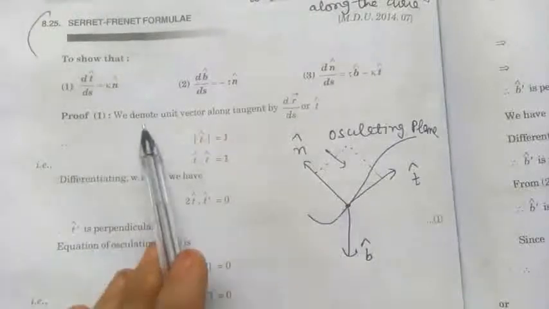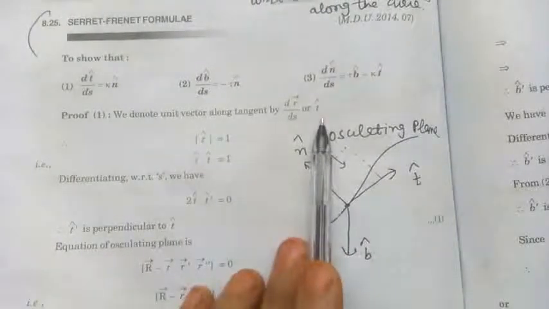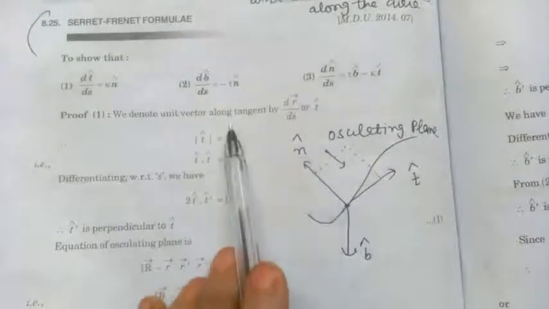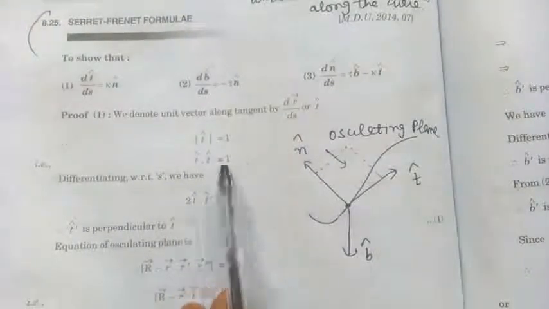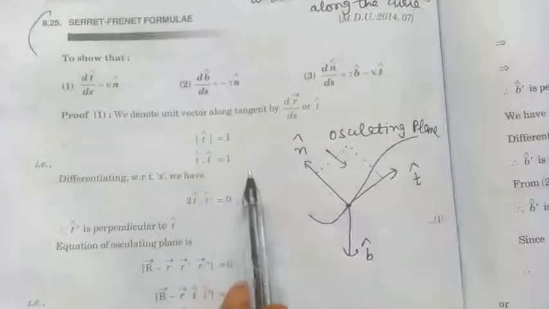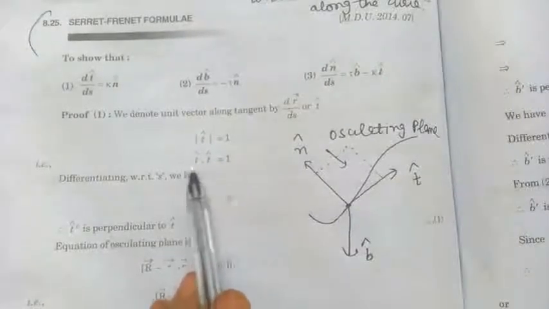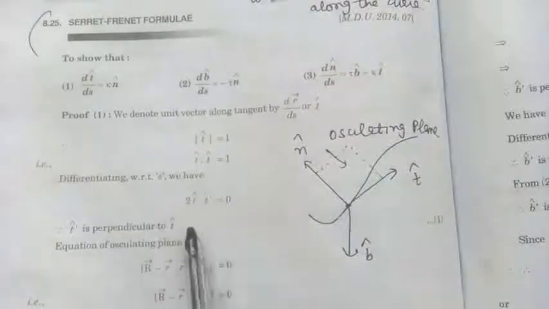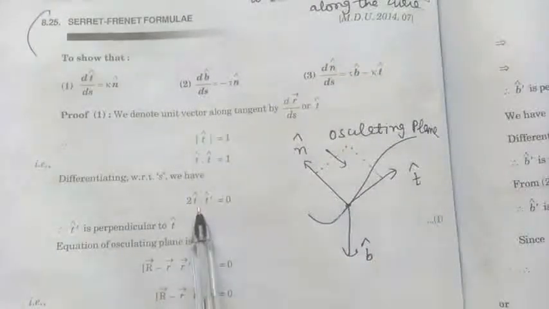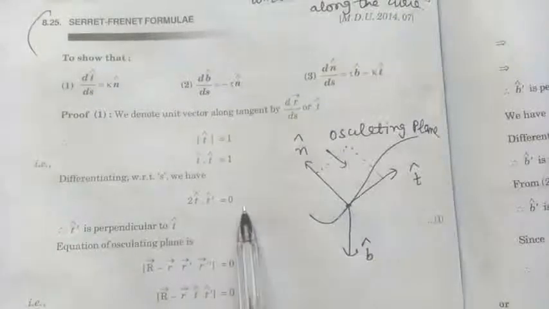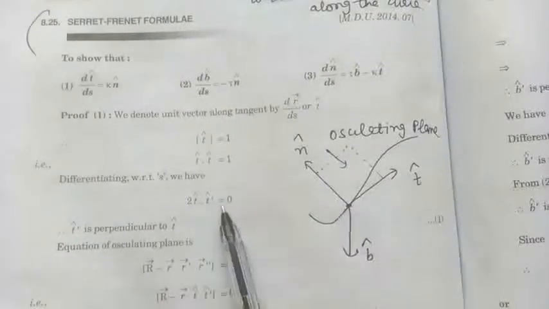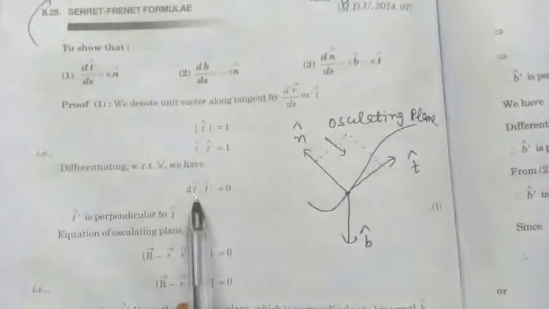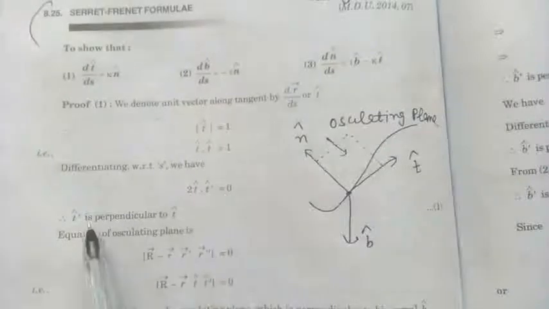Now by definition, because t cap is unit tangent vector, its magnitude will be 1. So now squaring both sides, we get t cap dot t cap is 1. Now differentiating both sides with respect to s by using product rule, we get 2 times t cap dot t cap dash is equal to 0, dividing through by 2. From here we get the dot product of t cap with t cap dash is 0. It means the two vectors are perpendicular to each other.